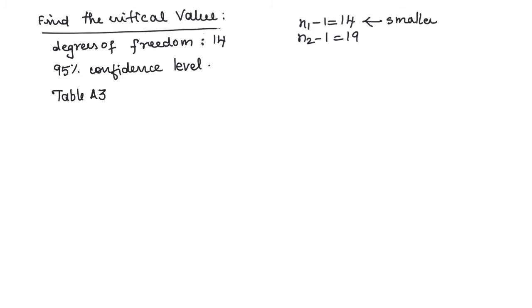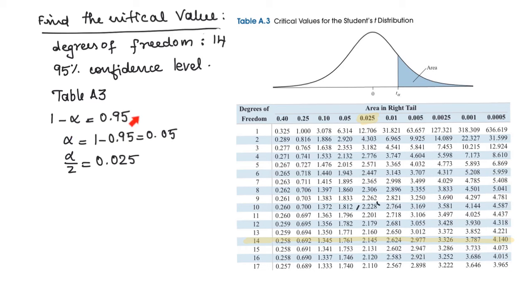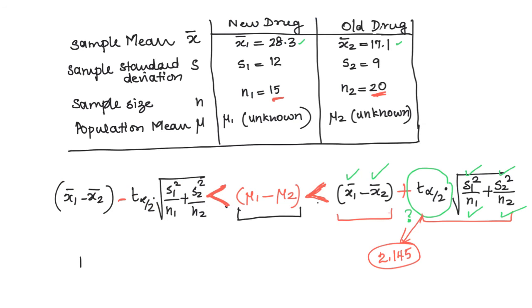We will use table A3. 1 minus alpha is 0.95, that is 95% in decimal. So alpha is 1 minus 0.95, that is 0.05. So alpha over 2 will be 0.025. So in table A3, degrees of freedom 14 and the column 0.025, the intersection of those two is 2.145. Now we know all the information. We got the critical value also. So now substitute all these values and the critical value into the formula and construct the confidence interval.